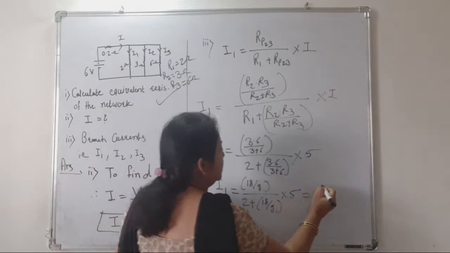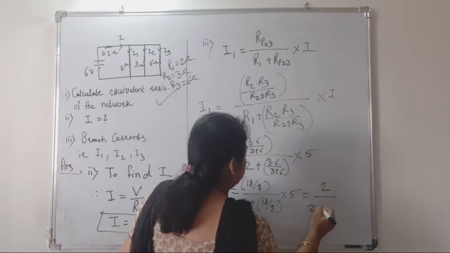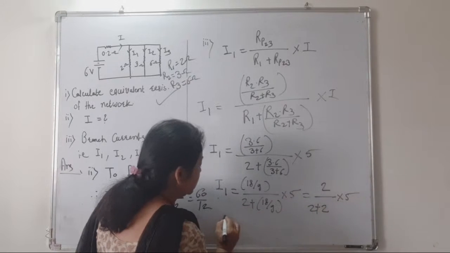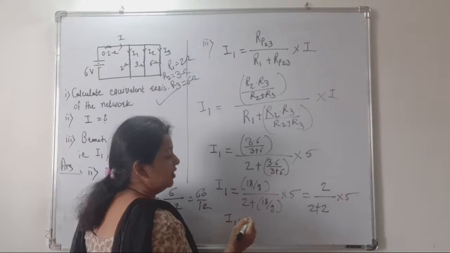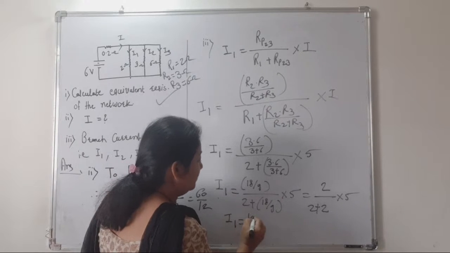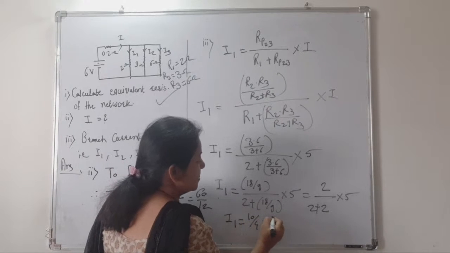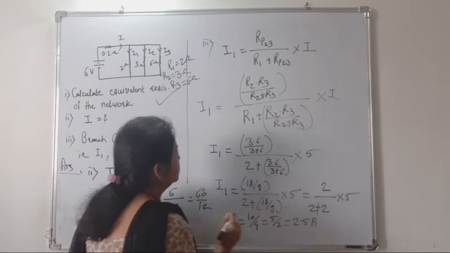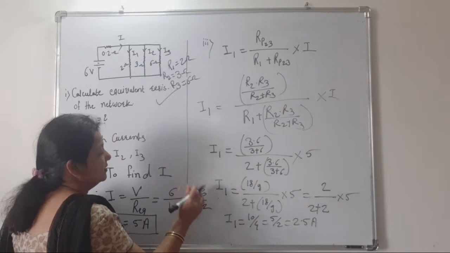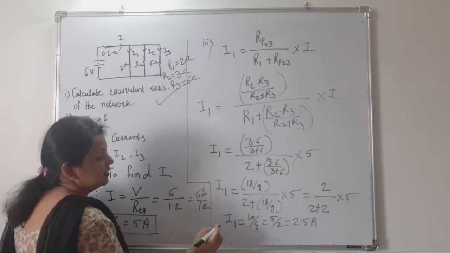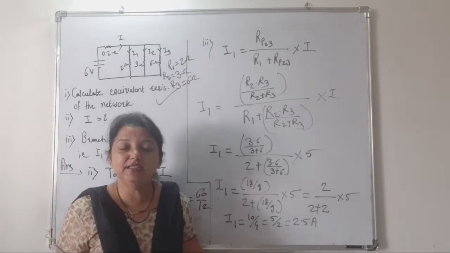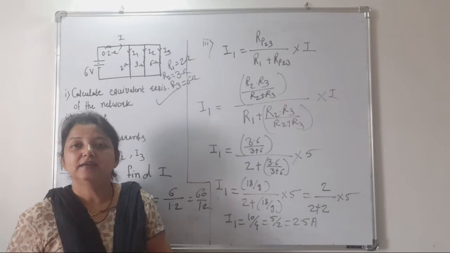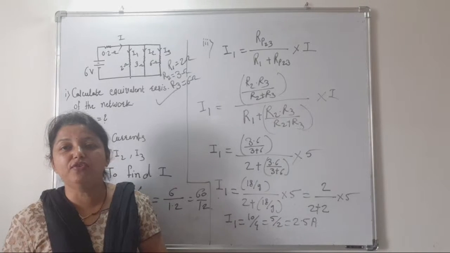Okay, here 2 upon 2 plus 2, multiply 5. Therefore, I1 is equal to 10 by 4, 2.5 ampere. So, how you get I1? I1 is equal to, how many of you got this answer correct? Do you understand? All of you?